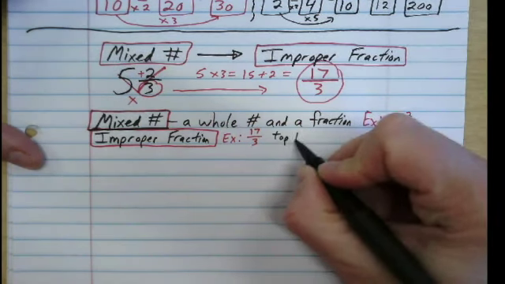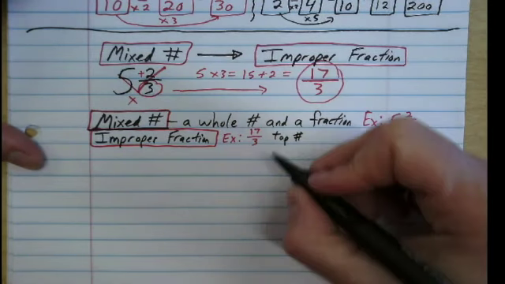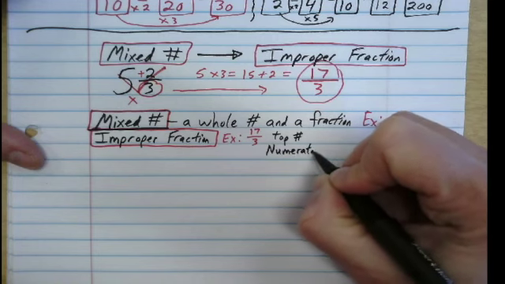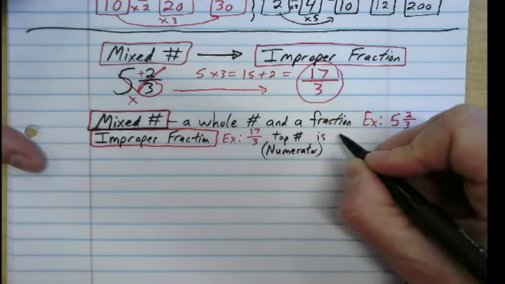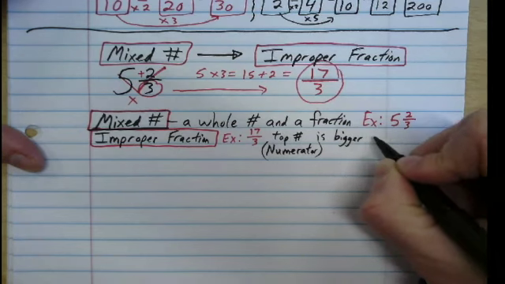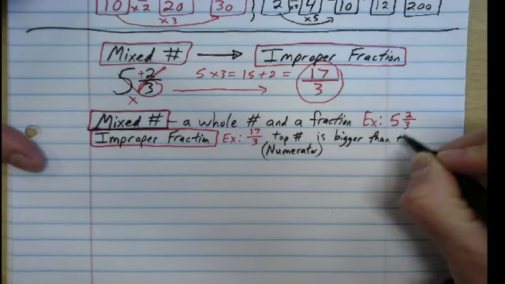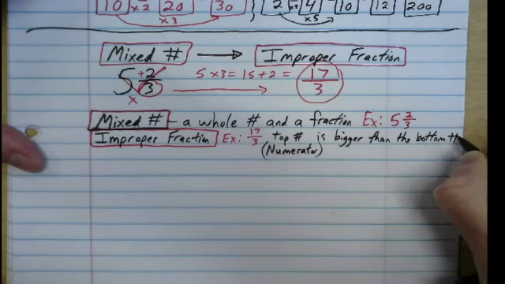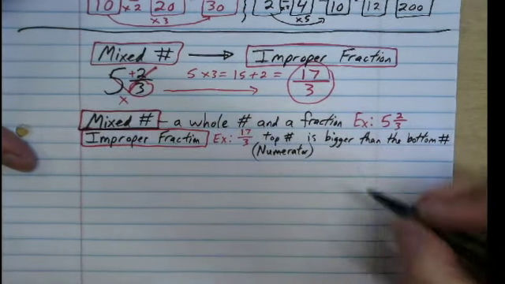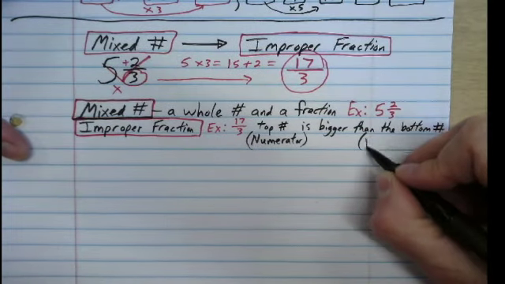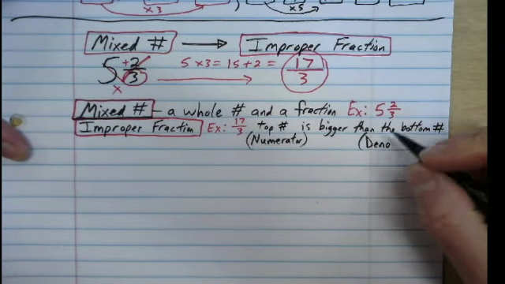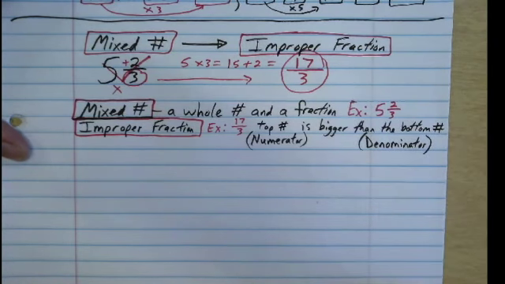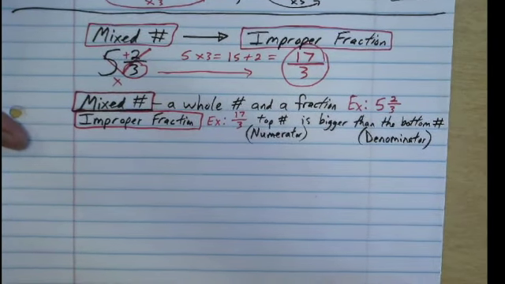The top number, we call that the numerator. So I'll give you the term numerator, is bigger than the bottom number, and the bottom number we call the denominator. Denominator. We don't leave our answers as improper fractions.